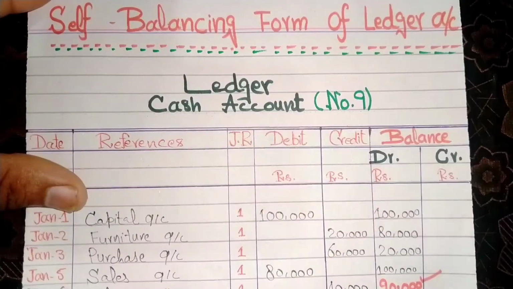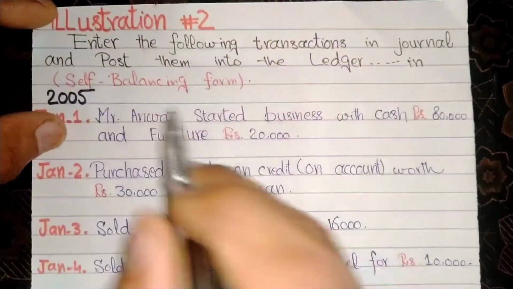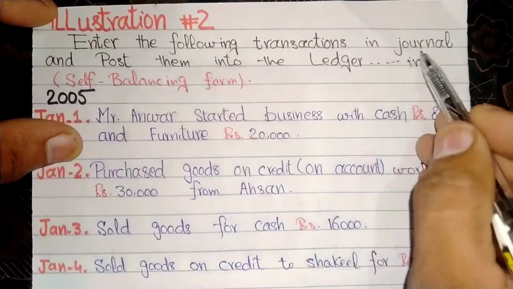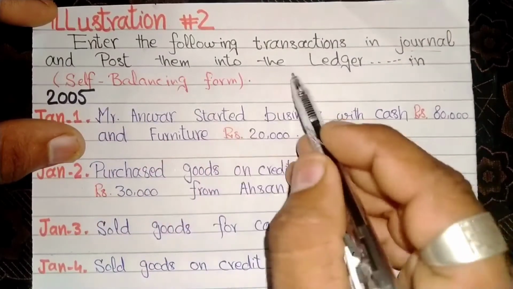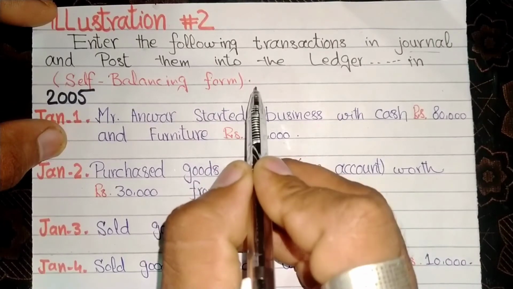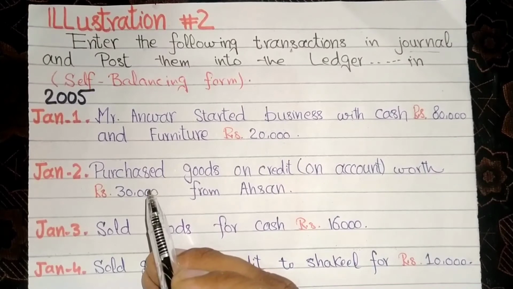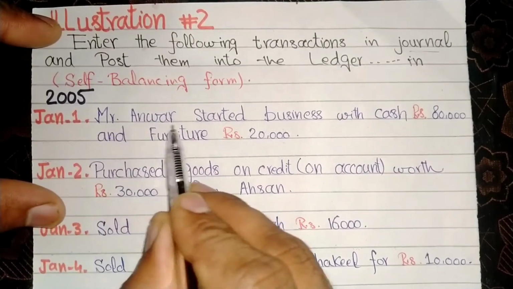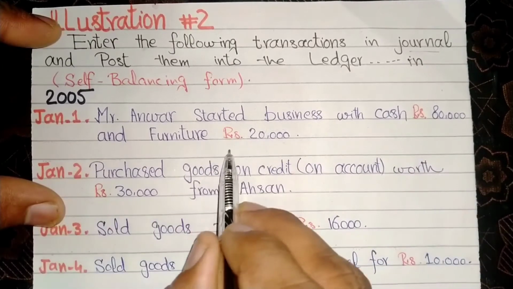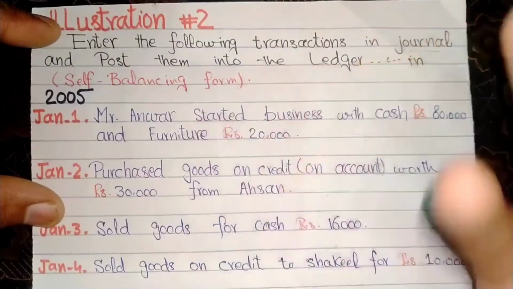So let's get started. This is the new one, illustration number 2. This is the requirement, which is: enter the following transactions in the journal and post them into the ledger in self-balancing form method, right? The year was 2005. Jan 1st, Mr. Anwar started business with cash amounting to 80,000 rupees and furniture 20,000 rupees. Started business with cash and furniture, simple as that.